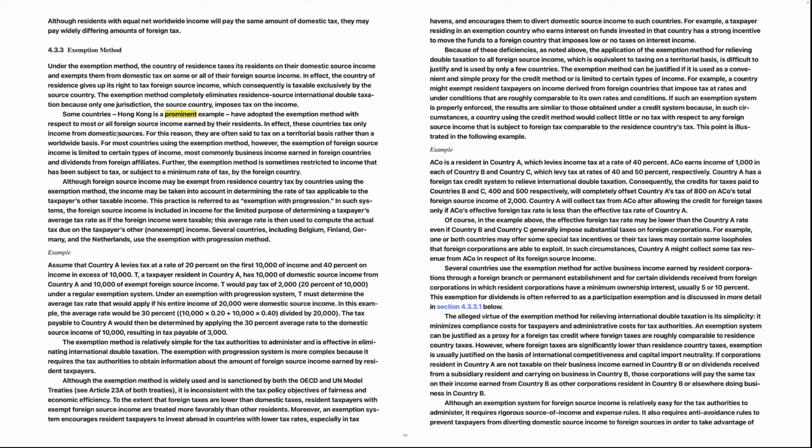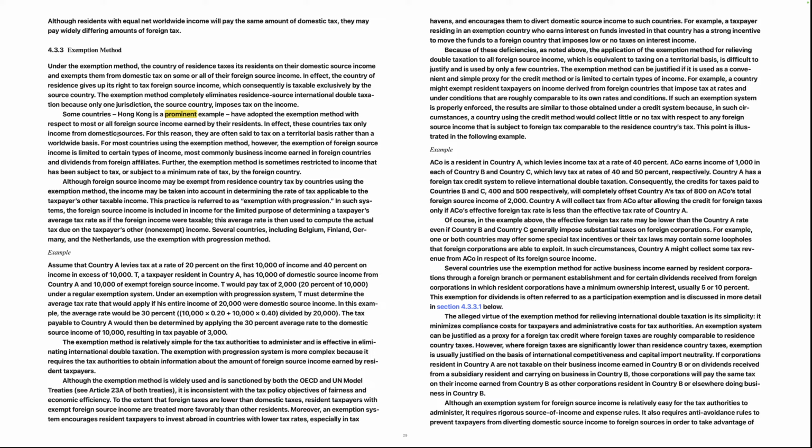In effect, these countries tax only income from domestic sources. For this reason, they are often said to tax on a territory basis rather than worldwide basis.